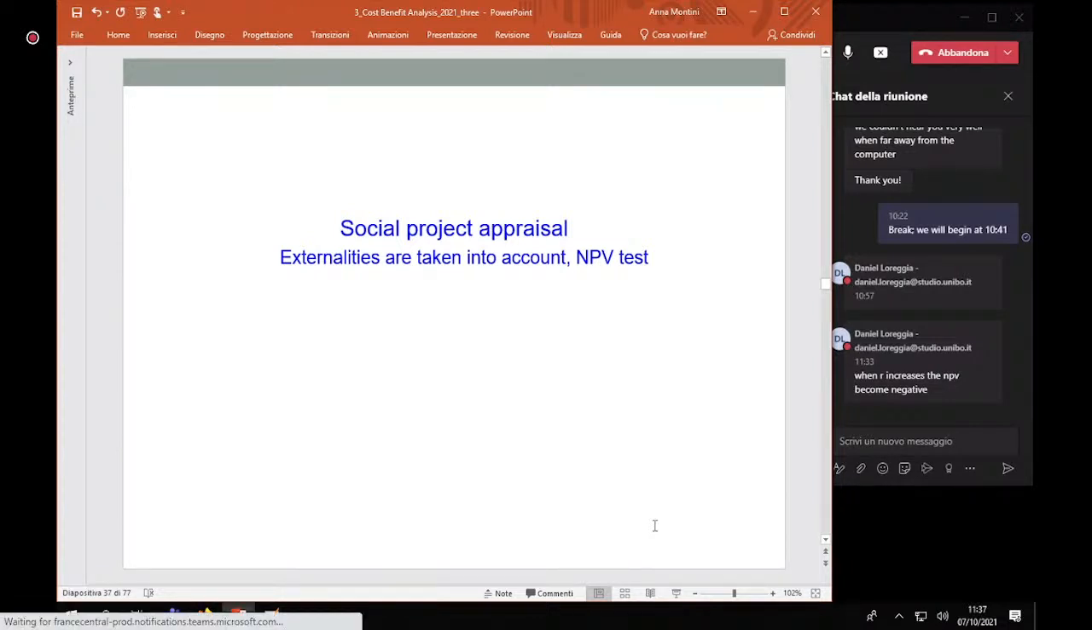Social project appraisal. When we consider social project, the difference with respect to the private project appraisal is this. We have to take into account externalities.